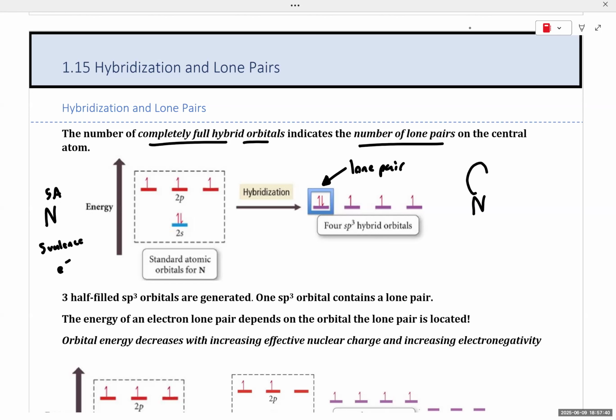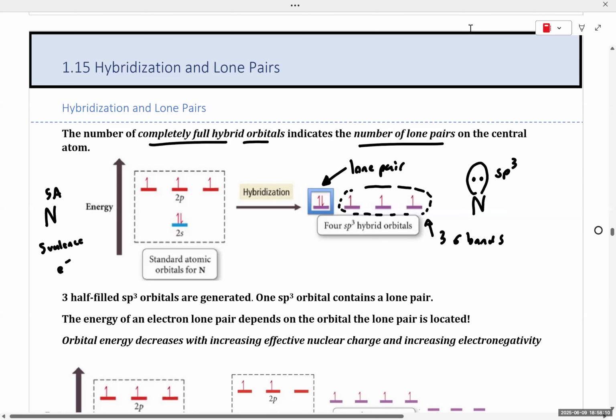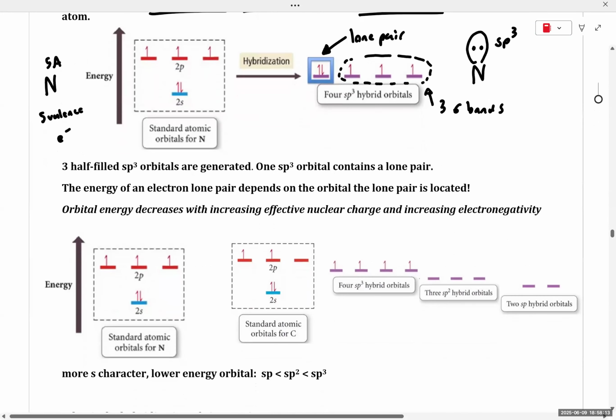So for example, for nitrogen, when it hybridizes to the sp3 hybridization, one of those hybrid orbitals is already full with a lone pair and can't be used for bonding. So nitrogen in an sp3 hybridization is capable of forming 3 sigma bonds and using one of its hybrid orbitals just to hold a lone pair. So we have three half-filled sp3 hybrid orbitals, while one sp3 orbital contains a lone pair for nitrogen.